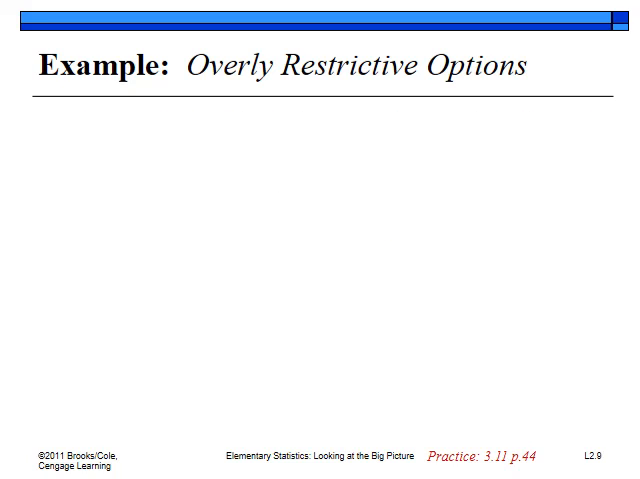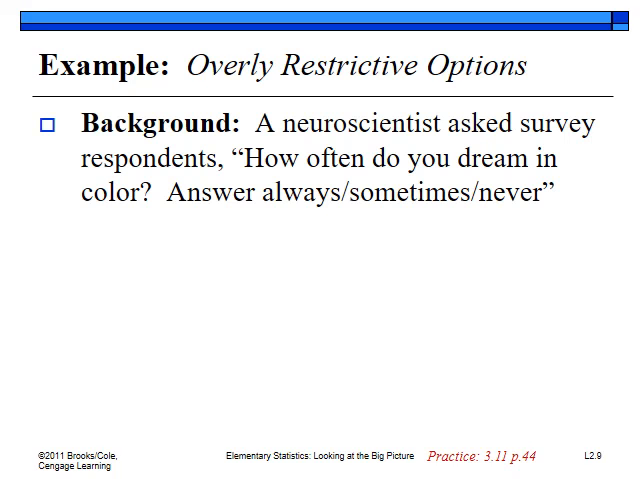Now let's look at an example of a question with overly restrictive options. A neuroscientist asked survey respondents, "How often do you dream in color?" Answer: always, sometimes, or never. Notice this is a closed question. There are only 3 options. Think about it for a second. How would you respond to this? What if you're like me and you don't often remember your dreams?